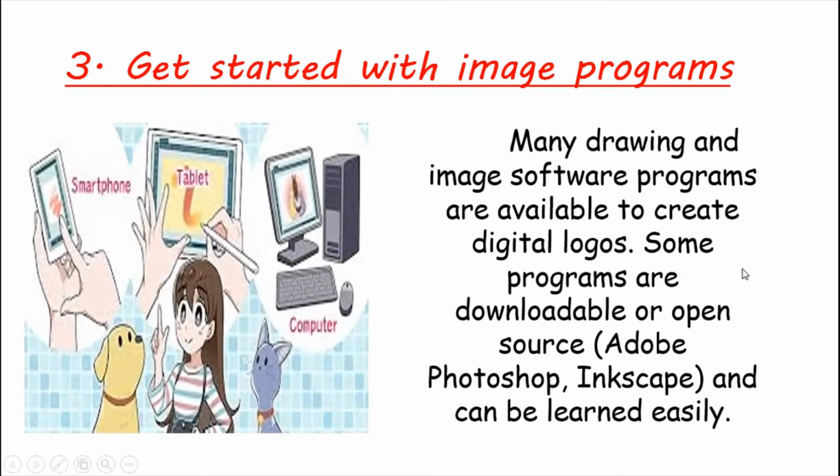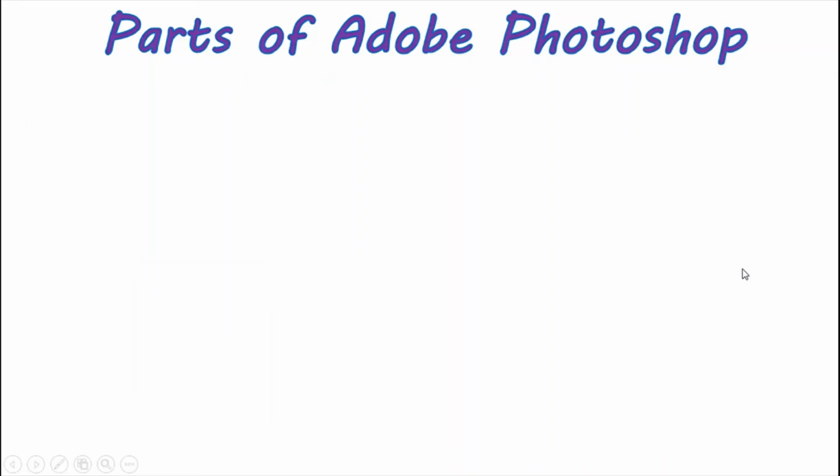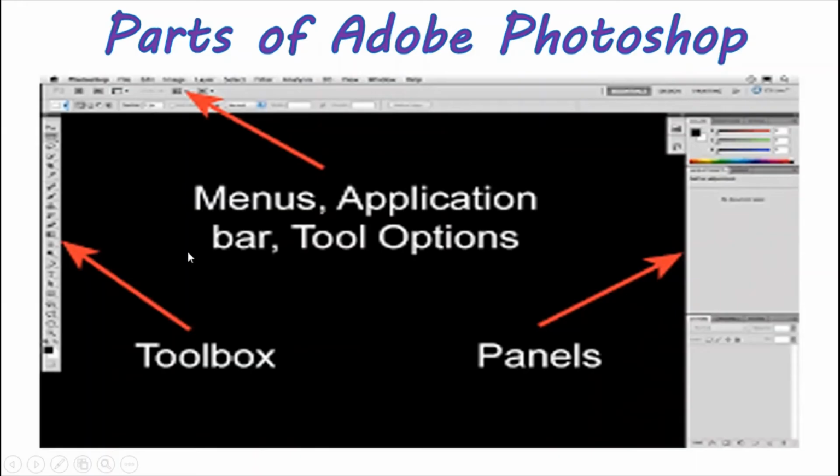That's all. So, the programs have the parts of the Adobe Photoshop. We have here the menus, application bar, and the tool option. Makikita nyo dito sa taas, these are the menus, application bar, and the tool options. When we say toolbox, ito yung mga gagamitin natin to create a digital art or ito yung mga gagamitin nating tools. And panels, ito yon. This one also is the color. Makikita nyo dito po ay color.